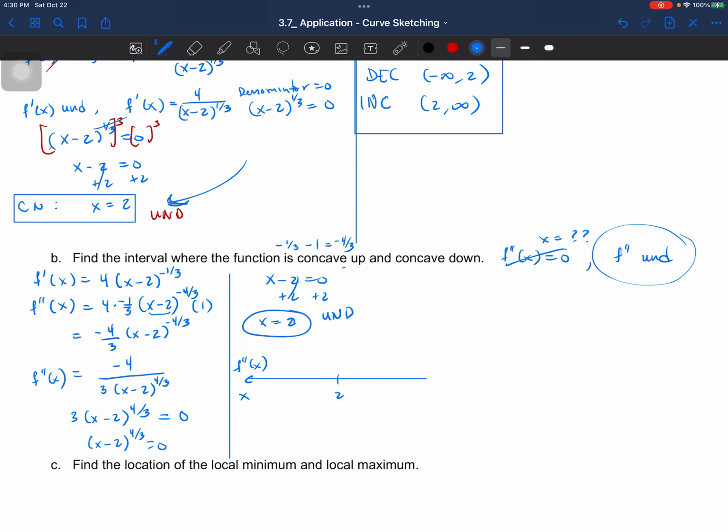So here's our number line at 2, and what we need to know is what has happened to the second derivative. Well, we know what happens when x equals 2. The second derivative will be undefined. What we need to figure out is what happens around 2. So 0 and 3 are good possible choices. Let's go ahead and test these numbers. Let's write the second derivative function.